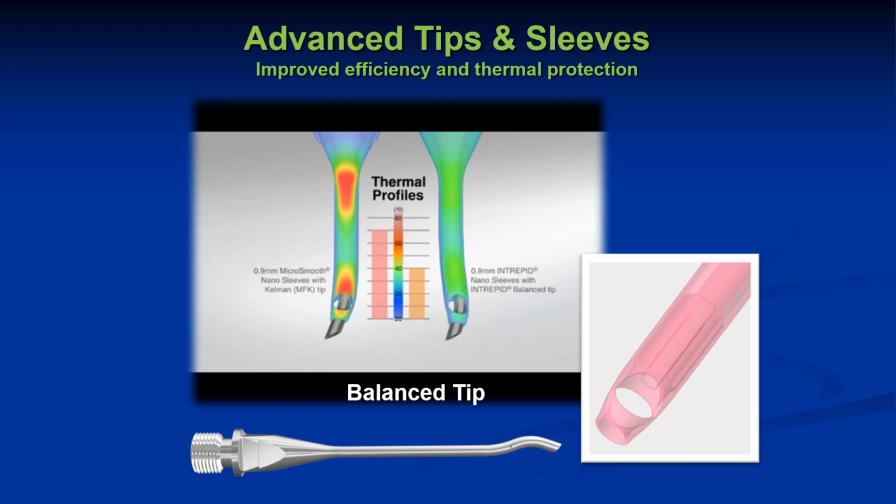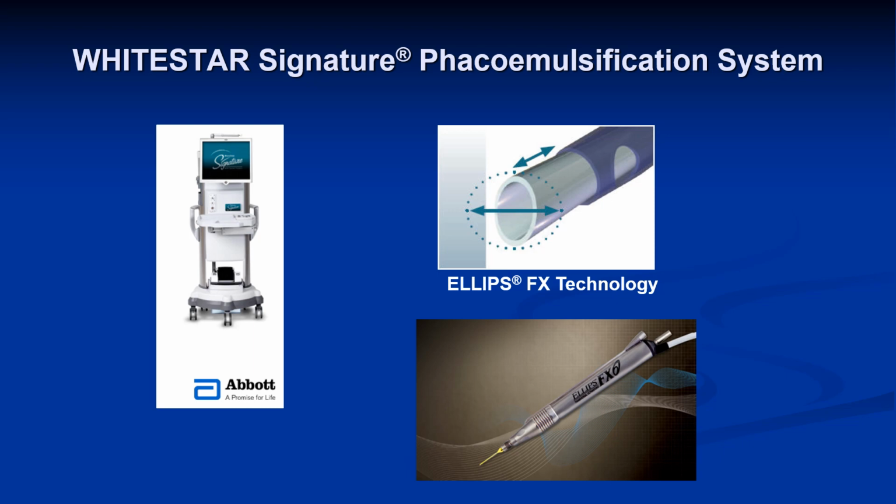Balanced tip is a new tip designed for use with torsional ultrasound. It improves cutting and reduces heat. Some systems combine longitudinal with transversal ultrasound using a straight tip. This helps reduce heat and promote cutting.